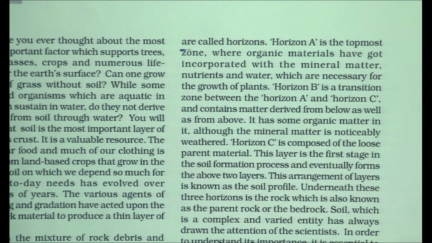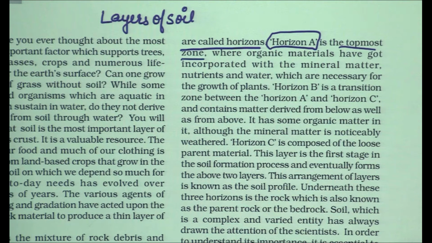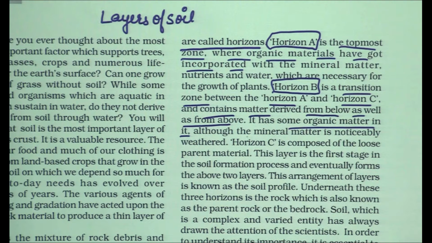Now, soil consists of 3 layers that are called horizons. Horizons are layers of soil. Horizon A is the topmost zone where organic matter have got incorporated. Horizon B is the transitional zone between horizon A and C and contain matter derived from below as well as from the above. It has some organic matter in it, although the mineral matter is noticeably weathered.